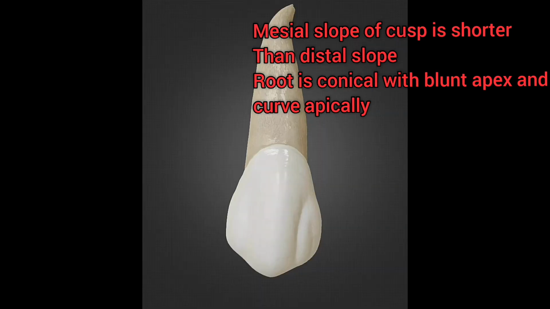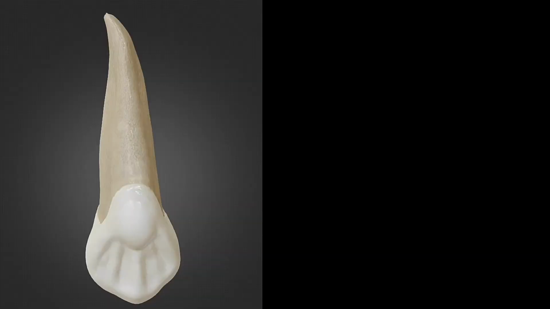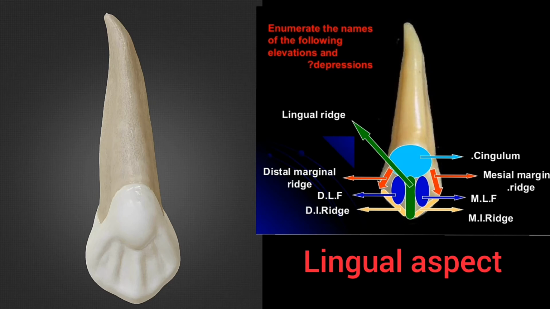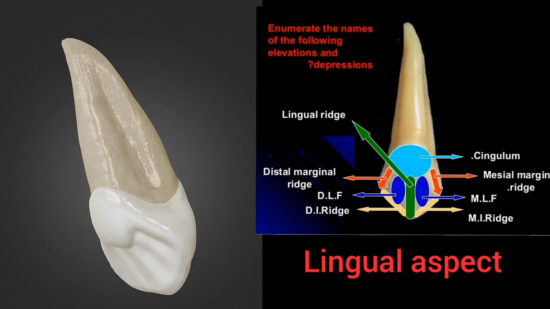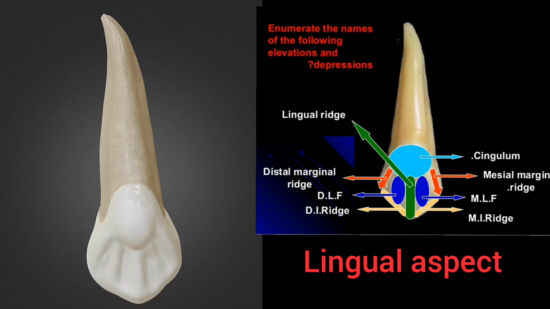Now let's see the lingual. This seems a little bit narrower than the labial surface if we compare. And cingulum is large, well developed, and sometimes pointed as a small cusp. So this is the cingulum, and this is large and very well developed on the lingual surface. So you can see it is large and well developed, and sometimes it resembles a small cusp.